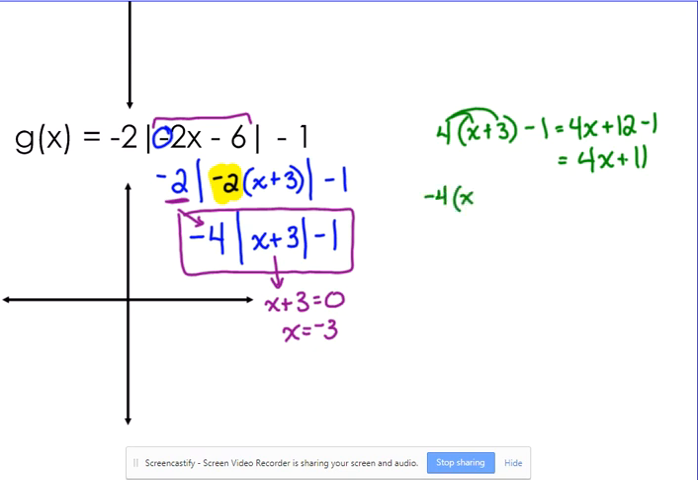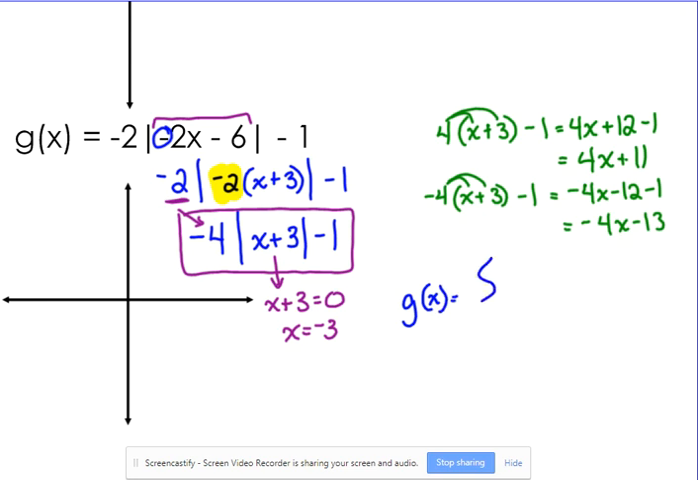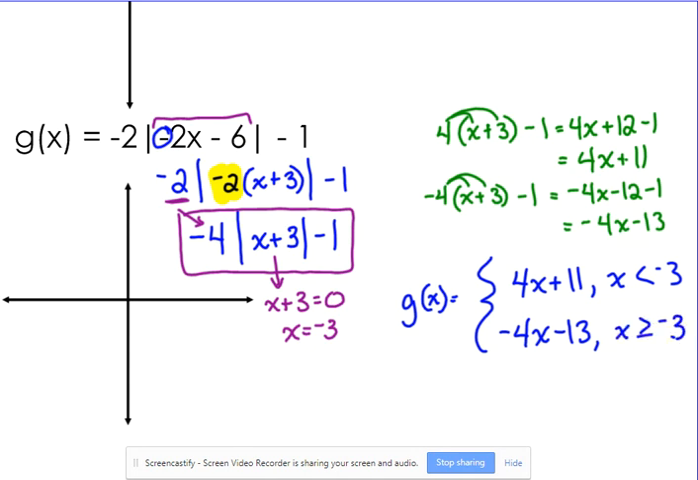Then I leave everything the same. I just drop the absolute value bars and distribute and combine like terms. So negative 4x minus 12 minus 1: negative 4x minus 13. So here's my piecewise function. g of x equals 4x plus 11 when x is less than negative 3, and negative 4x minus 13 when x is greater than or equal to negative 3.